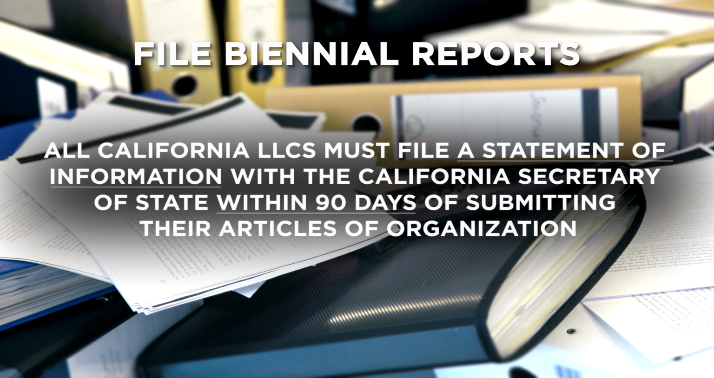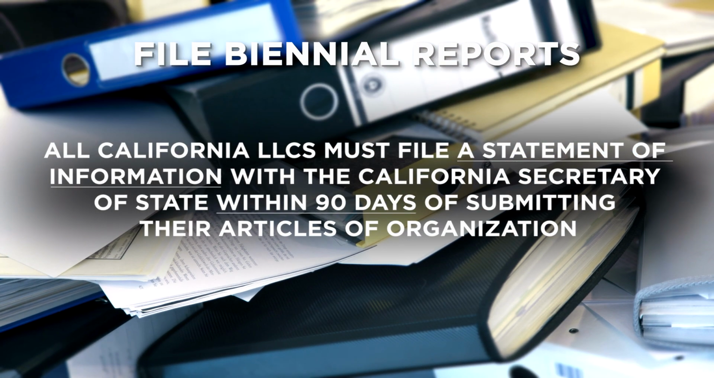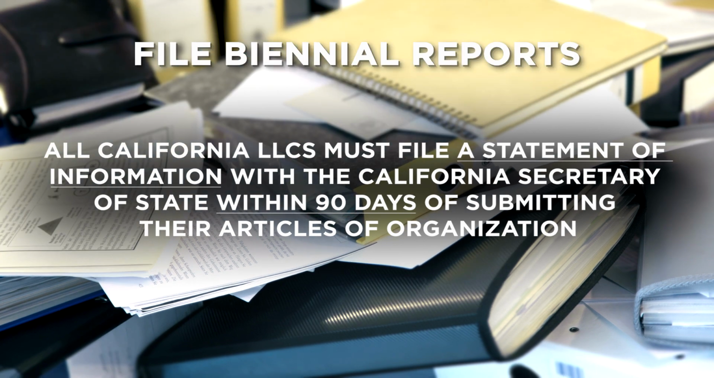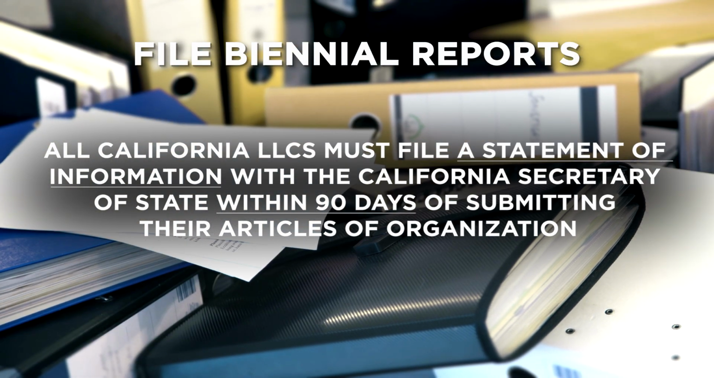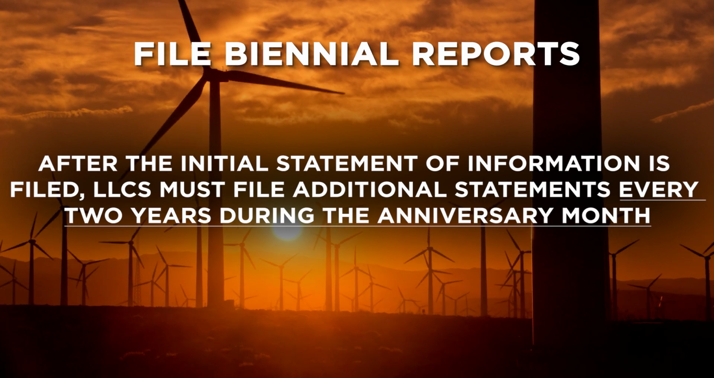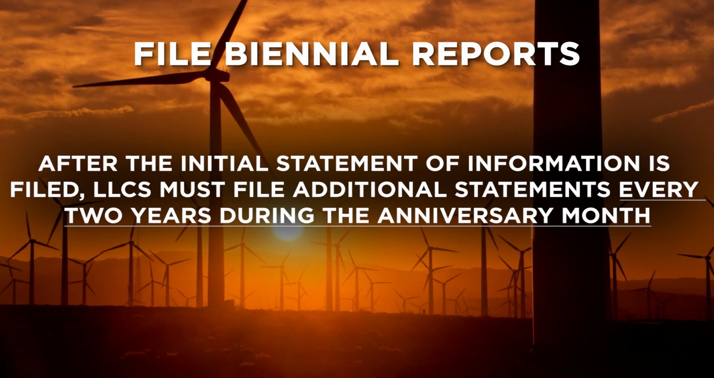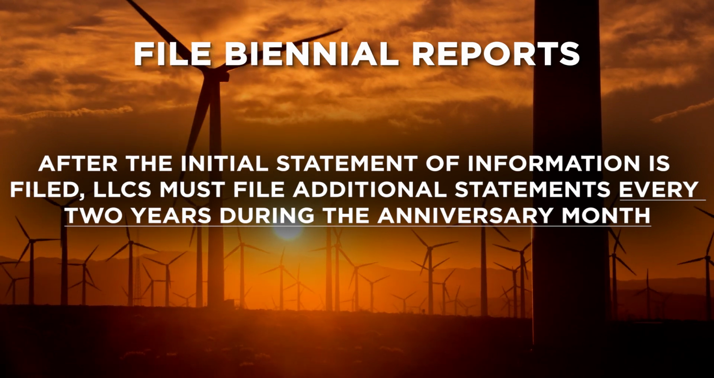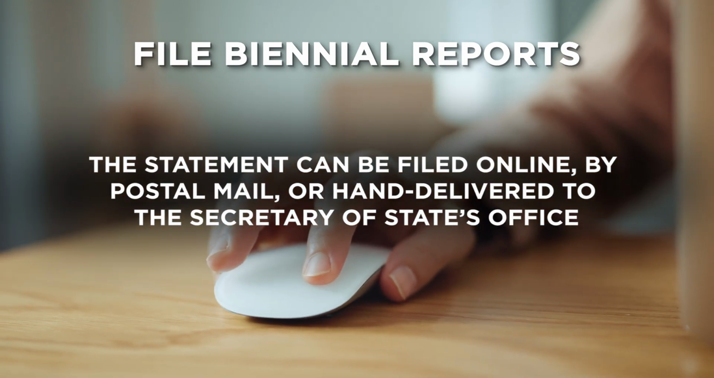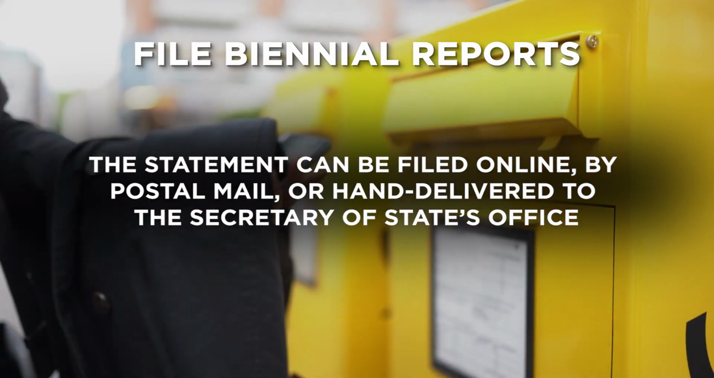File biennial reports. All California LLCs must file a Statement of Information with the California Secretary of State within 90 days of submitting their Articles of Organization. After the initial Statement of Information is filed, LLCs must file additional statements every 2 years during the anniversary month. The statement can be filed online, by postal mail, or hand-delivered to the Secretary of State's office.